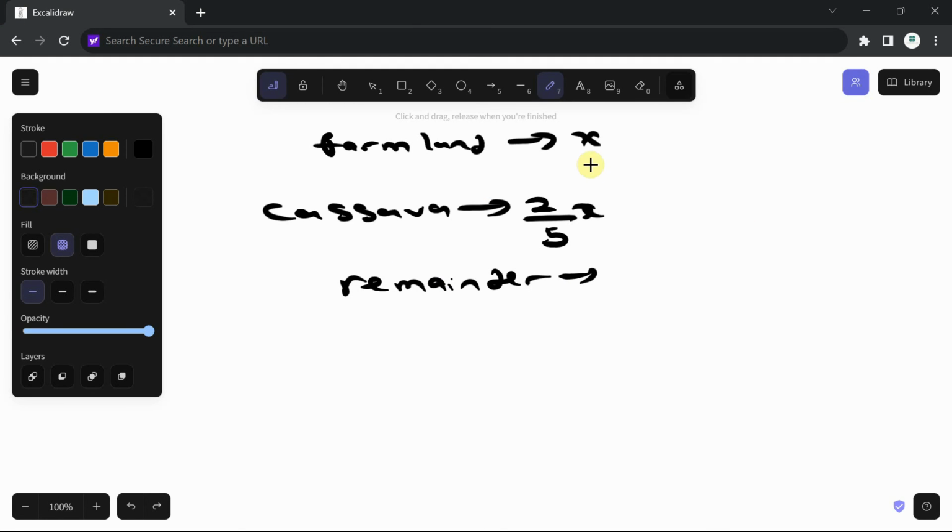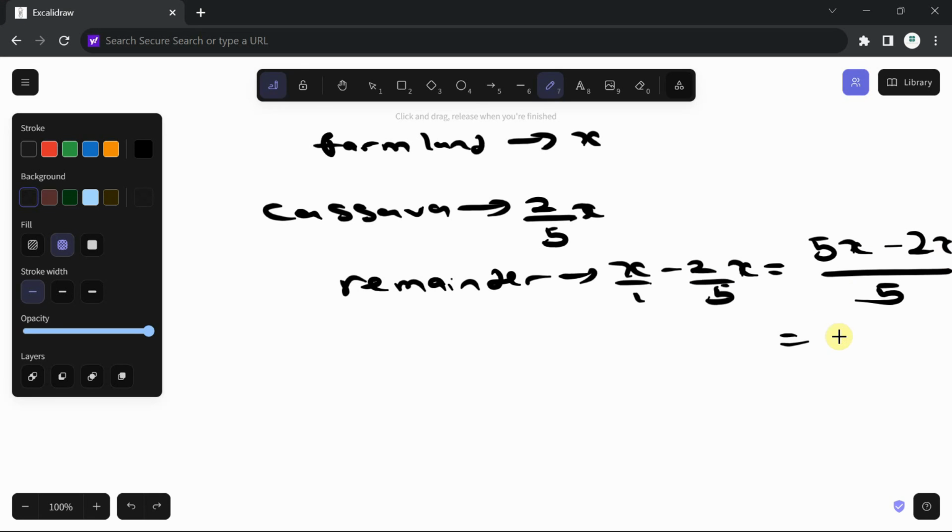The remainder is (x minus 2)/5x. This is very similar to that question that we did on a woman's salary. So if I divide this by 5, 5 in 1, 5 times x, that is 5x. Minus 5 in 5, that is 1 times 2x, that is 2x. So 5x minus 2x, that is 3x over 5.